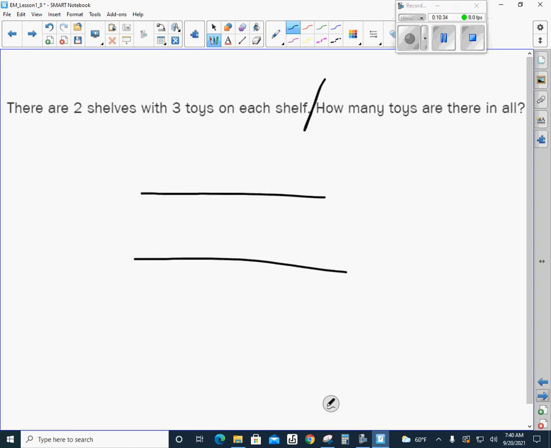Hopefully you just drew something simple like that. 2 shelves. There are 3 toys on each shelf. I could either just kind of put tally marks. I could put circles, something that's quick and easy. I could even just write the number 3. No, 3T. There's 3 toys on each shelf.